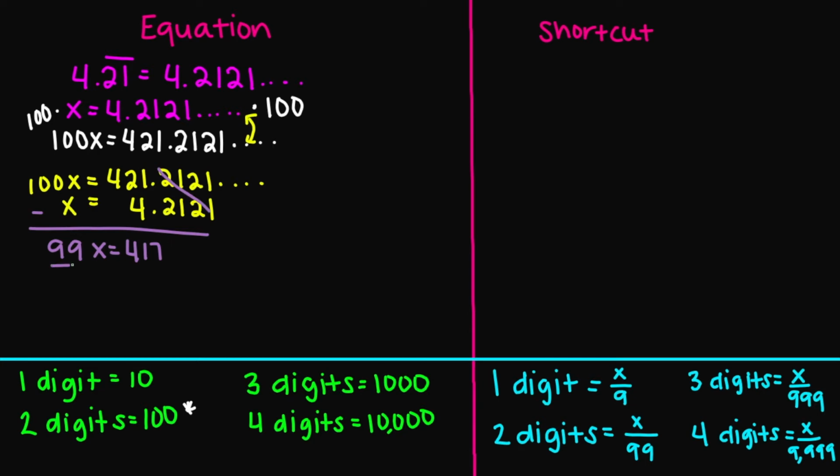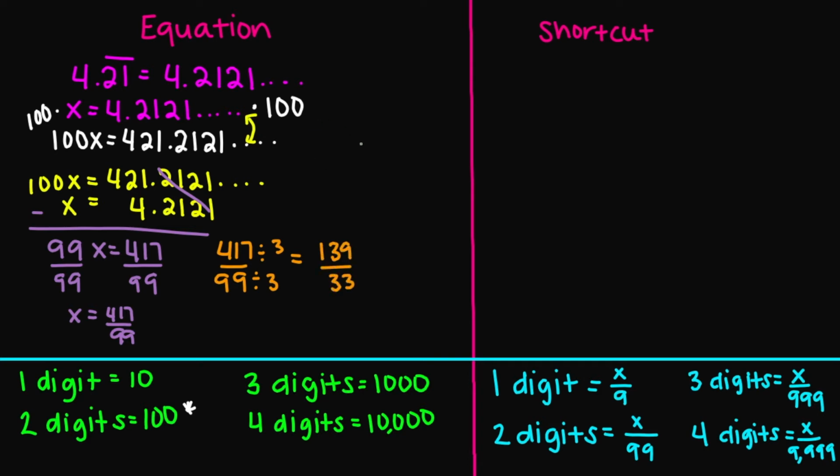So now I'm going to divide both sides by 99. So you're going to get x equals 417 over 99. Now I can simplify my 417 over 99 because the number 3 goes into both the numerator and denominator. So my numerator, we're going to get 139, and then my denominator, you're going to get 33.